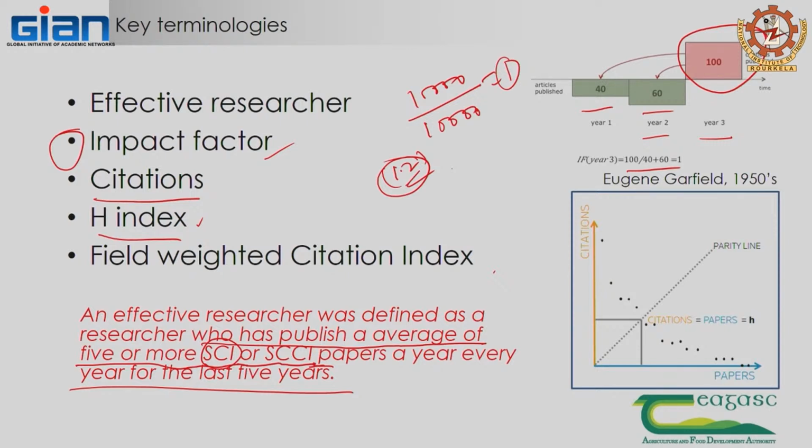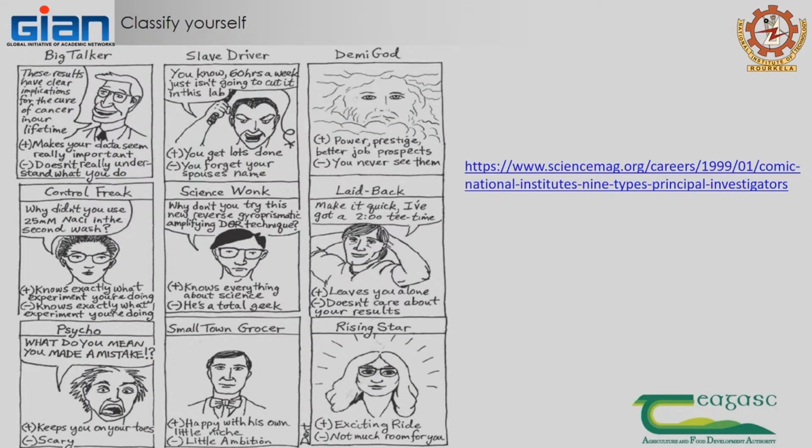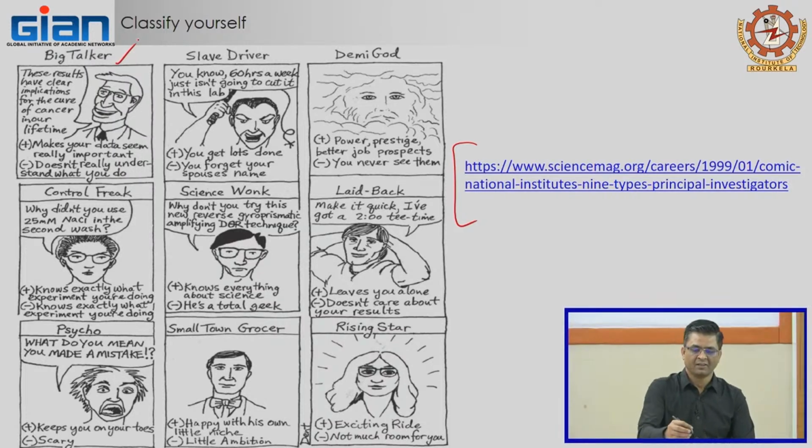Now when all these things come in, this is a very interesting cartoon to see where you stand. We all can classify ourselves into any of these 9 categories. First one is a big talker. "These results have a clear implication for the cure of cancer in our lifetime." My work is so and so. This is a big talker, right? Slave driver: "60 hours a week just isn't going to cut it in the lab." You have a lot to be done. You forget your name, spouse's name and all those things, right?